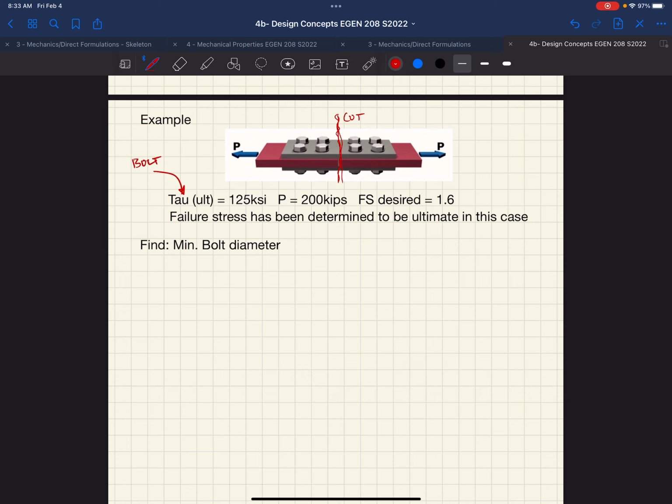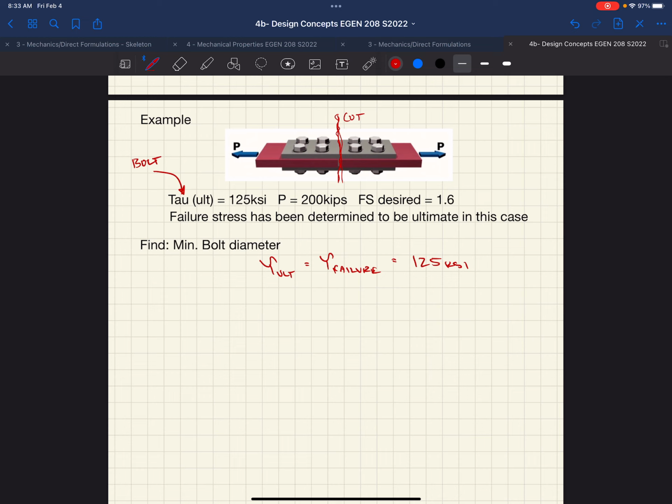They also say, all right, we've made this evaluation that we're going to say that the failure stress is actually the ultimate stress for our bolts. So tau ultimate equals our failure stress, and we're going to say that's 125 KSI, right?